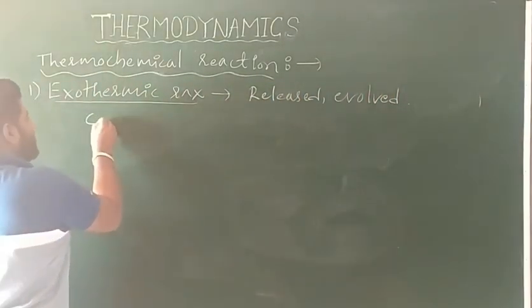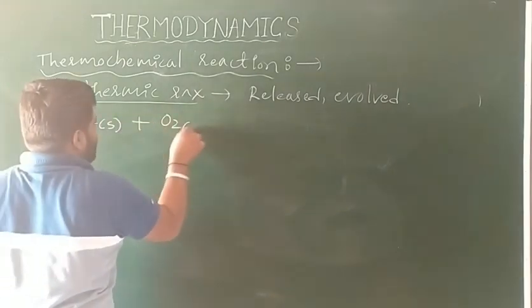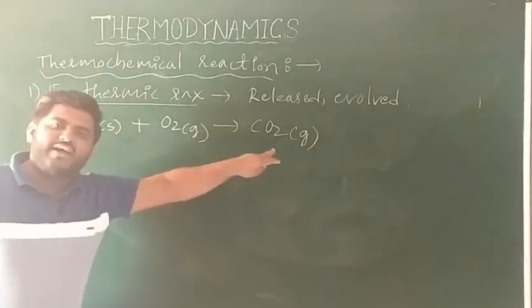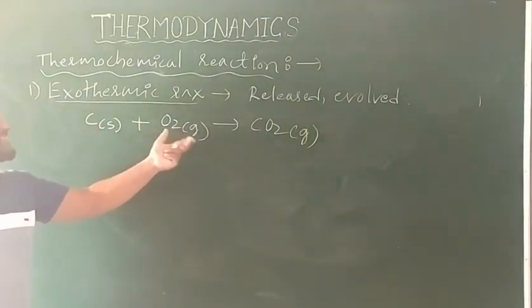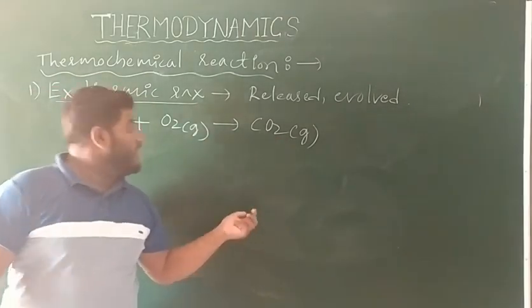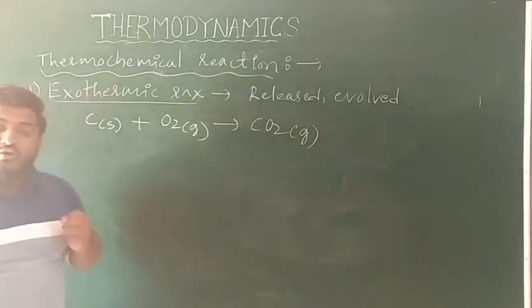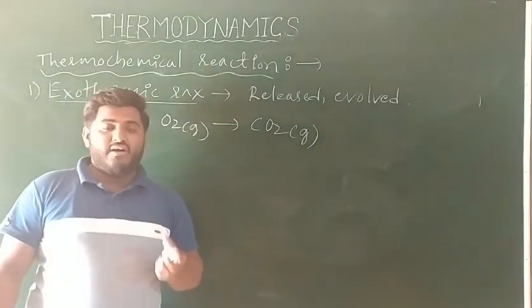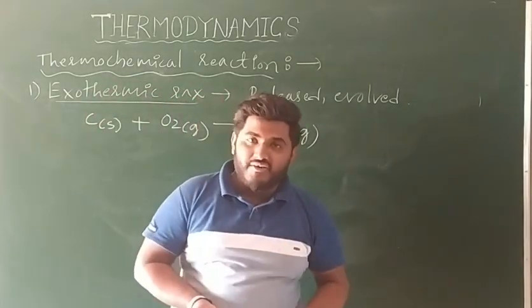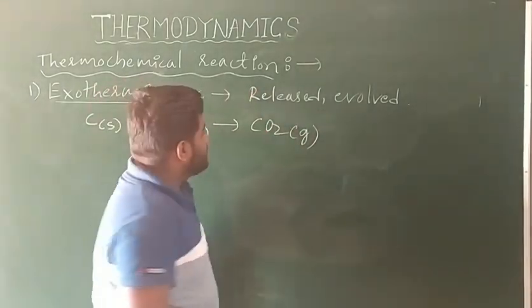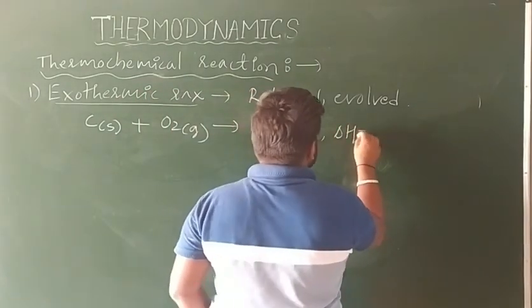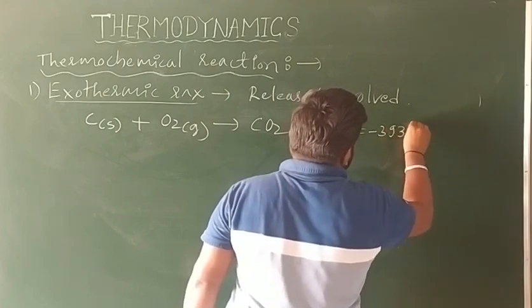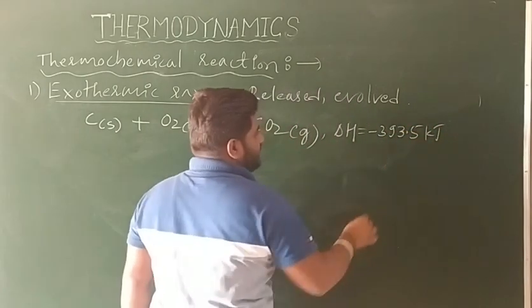An example here: carbon solid plus O2 gas gives carbon dioxide gas. Carbon solid and O2 gas combine to form 1 mole of CO2. Whenever 1 mole of CO2 is formed, so much energy is released or evolved. That is nothing but an exothermic reaction. The heat change or heat evolved in this case is minus 393.5 kilojoule per mole.